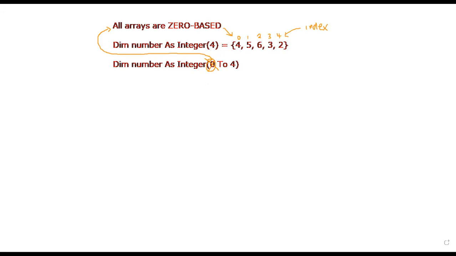Just a moment. It ignores the 0 value. Okay, so this 0 value is considered as the lower bound.